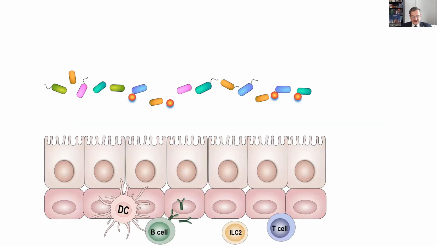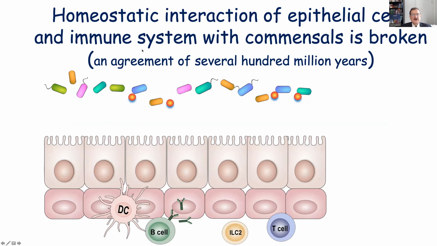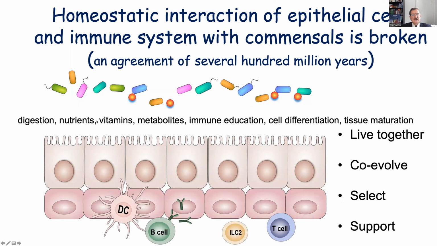So we come now to the mechanisms. One of the most important mechanisms is that the healthy interaction of the microbiome and epithelial cells is broken. This homeostatic interaction is an agreement of several hundred million years between mammals, animals, and the microbiome. So as humans, for several million years, we have been carrying these microbes in our body, and these microbes have a certain job. They provide digestion, nutrients, vitamins, and metabolites, and they take a role in the education of our immune system. They help the differentiation of epithelial cells and immune system cells, and they help the maturation of the tissues.